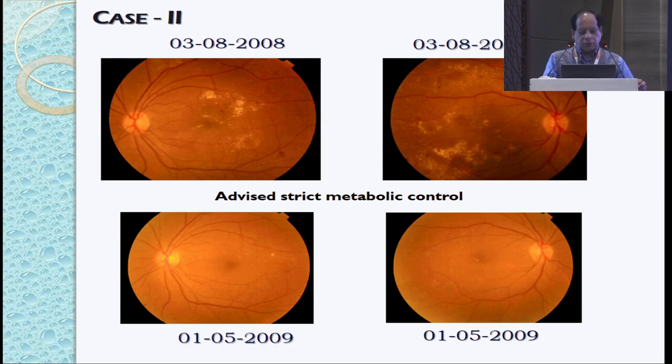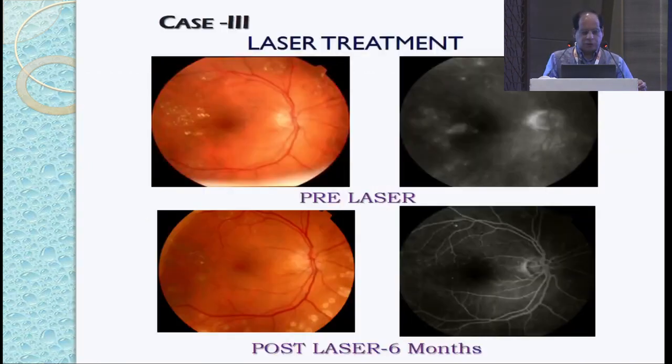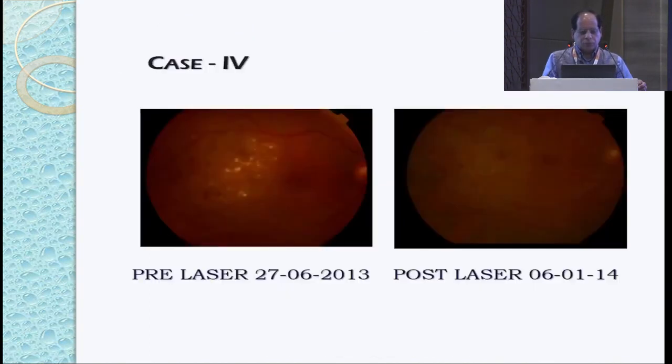In another patient, with only strict metabolic control, the diabetic maculopathy improved within 9 months. There are certain clinical situations. One clinical situation is non-central macular edema with good functional vision. Here again the first criterion we always keep is good control of systemic conditions, and focal laser was advised, which was done, and within 6 months the result is good. Another patient underwent laser therapy, and within 5-6 months the CSME improved.